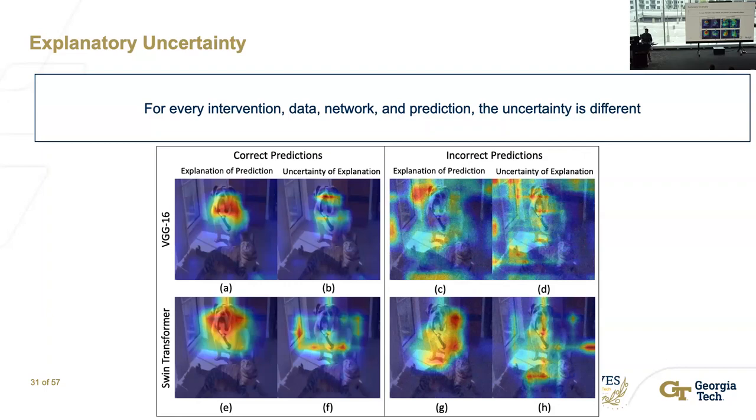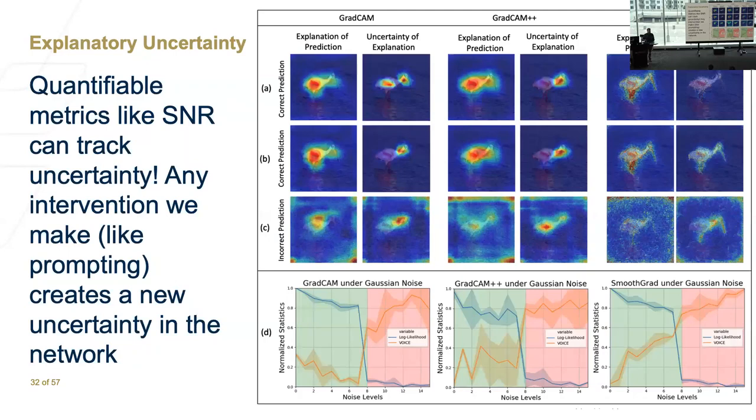Same thing with the Swin transformer as well. And this actually has two different insights over here, which is that if you have a wrong prediction, your uncertainty has increased quite a bit in terms of where these things exist. That seems like a straightforward insight, but when you start looking at different measures of how to quantify this uncertainty, and if you start intervening again within the data, it becomes a little bit more problematic.